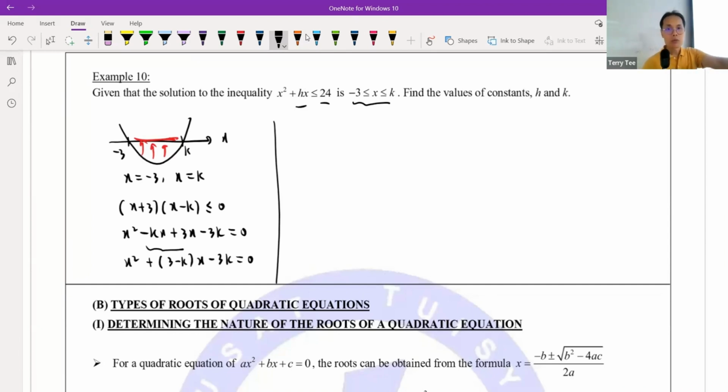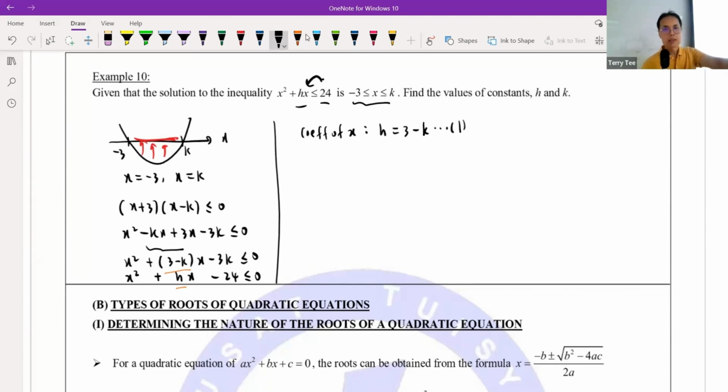Okay, sorry, this is less equals to 0. Yep, thank you. So can we copy this below? I bring this over. This is x squared plus hx minus 24 less equals 0. Now let's compare this to the coefficient of x. The number in front of x is h, and h is 3 minus k. Right? I can't solve it yet.